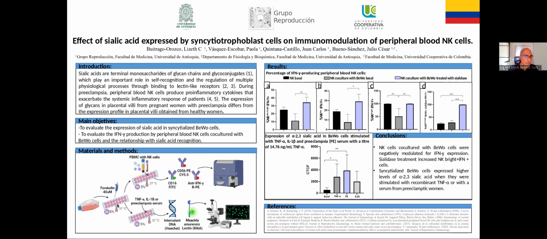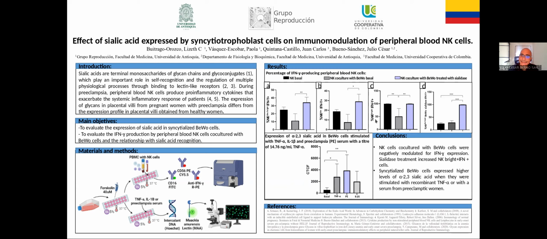We stimulated BeWo cells with forskolin to syncytialize these cells and later co-cultured them with peripheral blood mononuclear cells. And finally, we tested the expression of interferon gamma in both subsets, dim and bright NK cells. And in another set of experiments, we stimulated the syncytialized BeWo cells with TNF and interleukin-1 beta, or with serum from preeclamptic women.